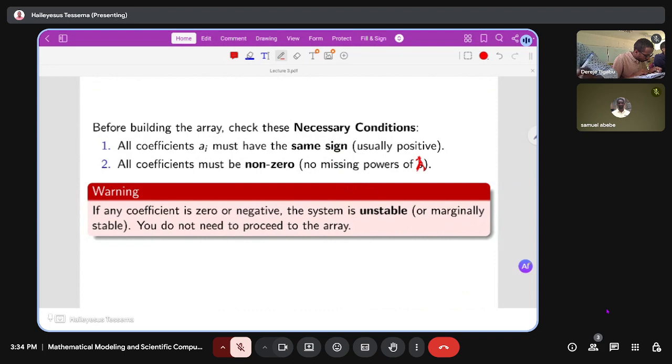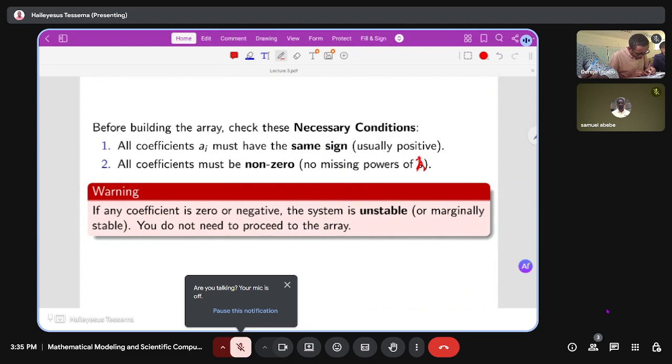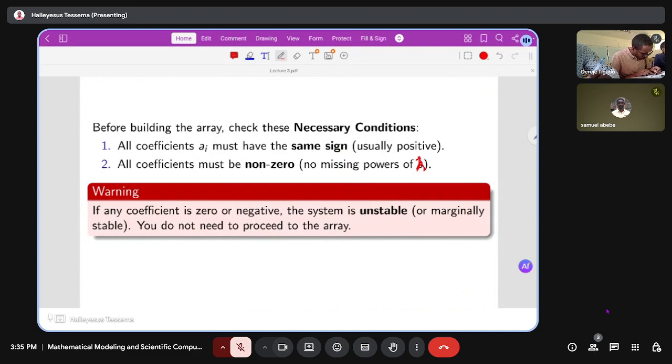What is just taken as a warning is that the coefficients should not be zero or negative. If we get a zero or a negative coefficient, the system is unstable immediately or marginally stable. So you do not need to proceed to the array building procedure or matrix building procedure if we have obtained negative or zero coefficients of the characteristic polynomial. Directly we can say it's an unstable equilibrium point. But we can check by going further, looking at the positivity of the coefficients.